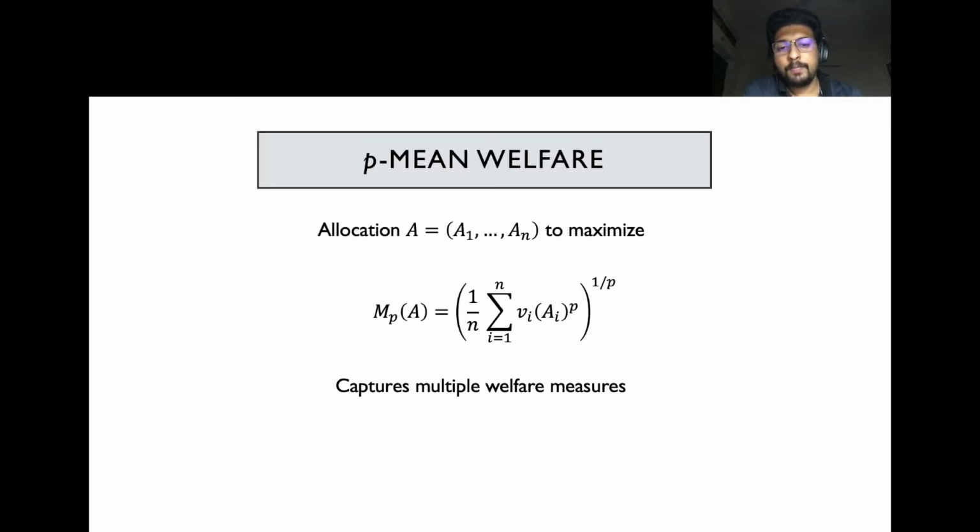As we have seen, p-mean welfare captures various welfare notions, and if we are able to maximize generally for the p-mean welfare, we can also maximize for all the previous welfare notions.